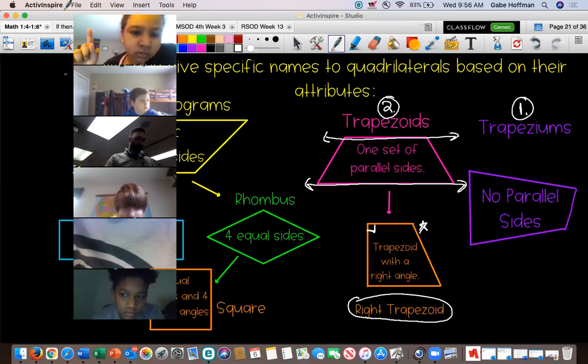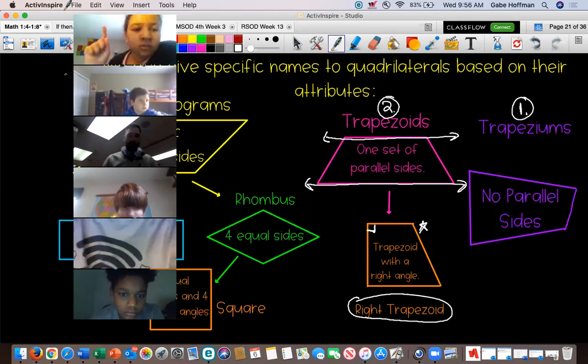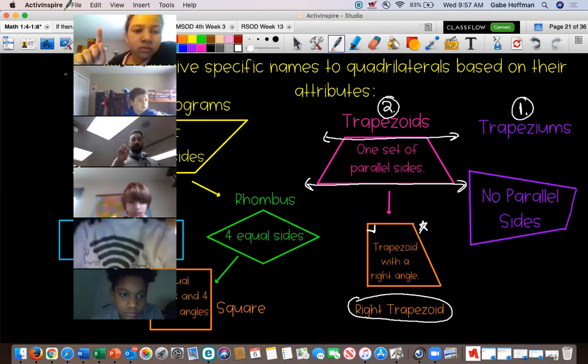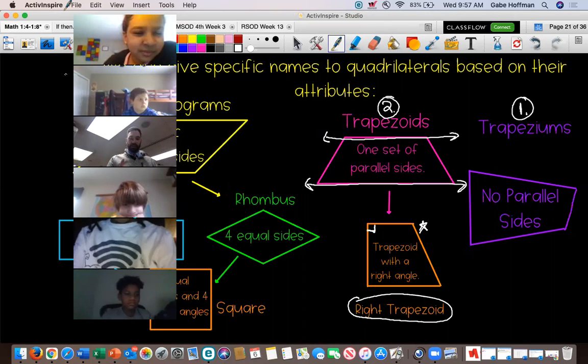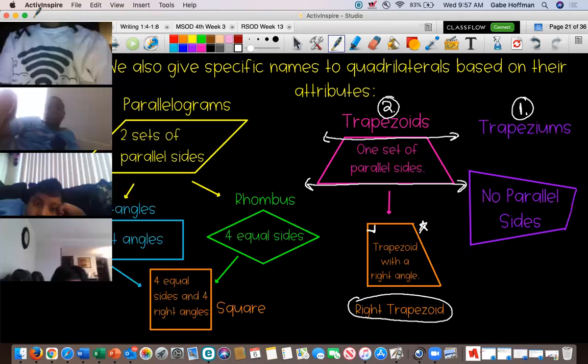Derek, you need to zoom out so I can see what you're showing me on your fingers. I'm just looking at a Wi-Fi symbol right now. Okay, one. There's one set. I should have seen everyone doing that, not just the seal and Cynthia. There's one set of parallel sides on a trapezoid.